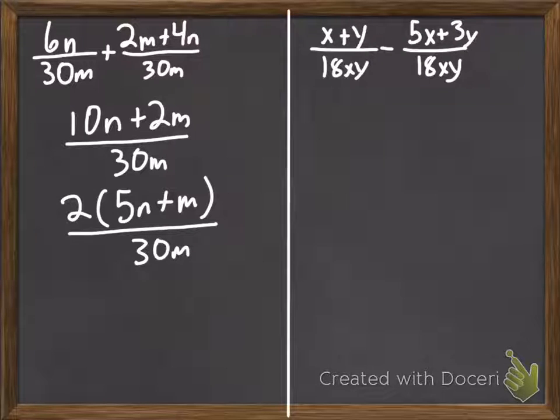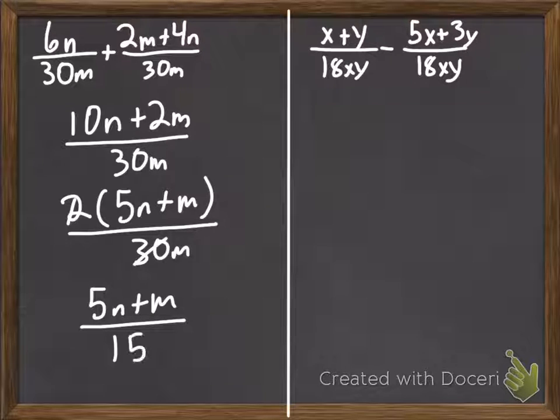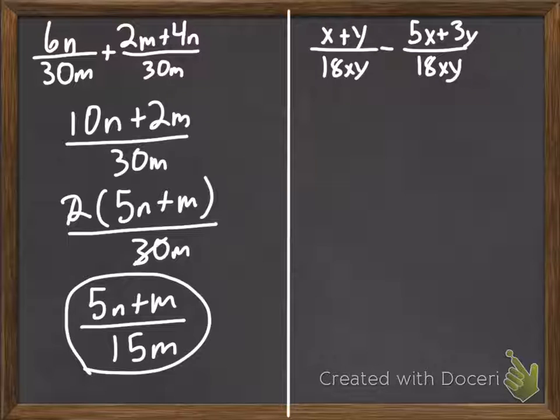Now if we look, this 2 and this 30, they're going to simplify. So we get 5n plus m over 15m. And that's it. Again, this 5 and 15 cannot simplify them because there's nothing to simplify over here with the m.